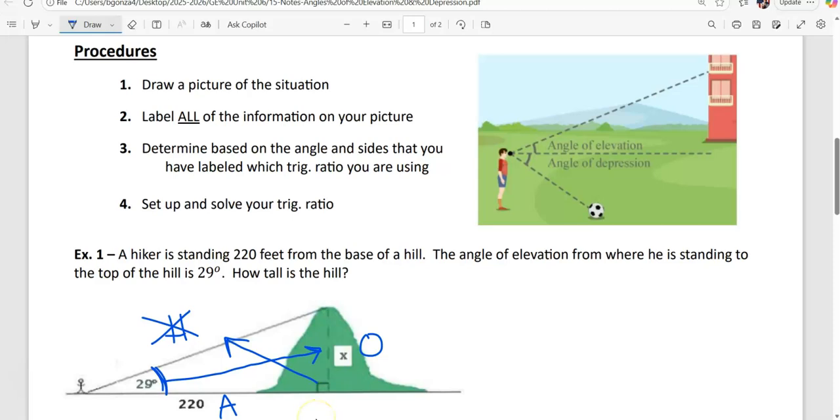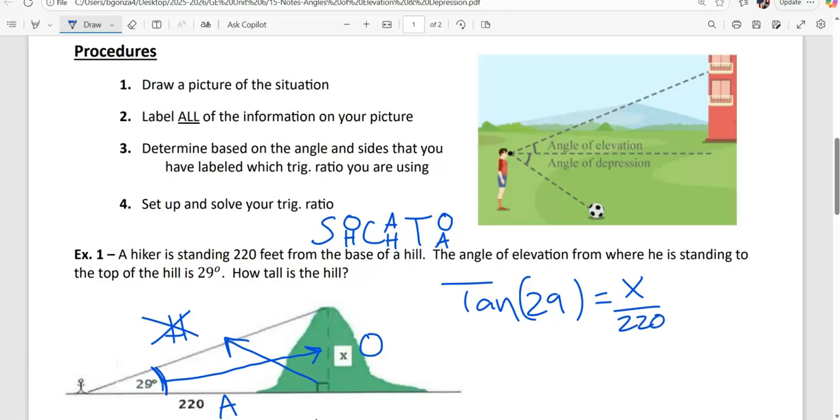Once I label OHA, one of them is blank, and the one that's blank is H. So O and A. Let's remember SOHCAHTOA. Which one is OA? Right here, TOA. T stands for tan. What's the angle we started at? 29. And then what's the fraction? O over A is X over 220.